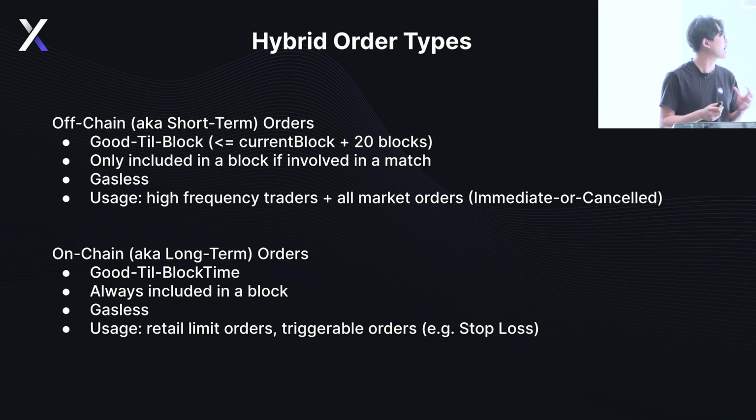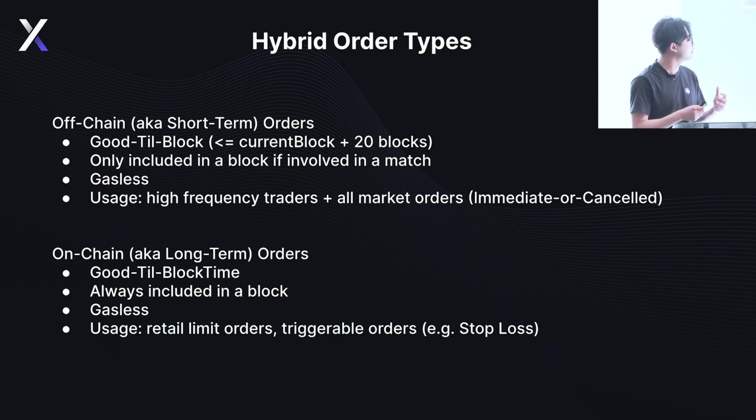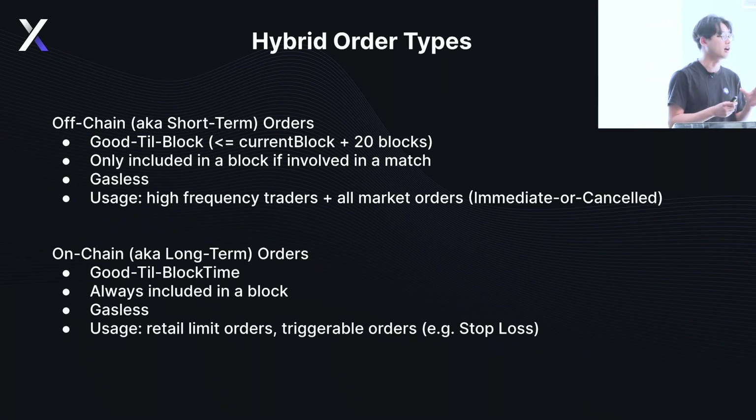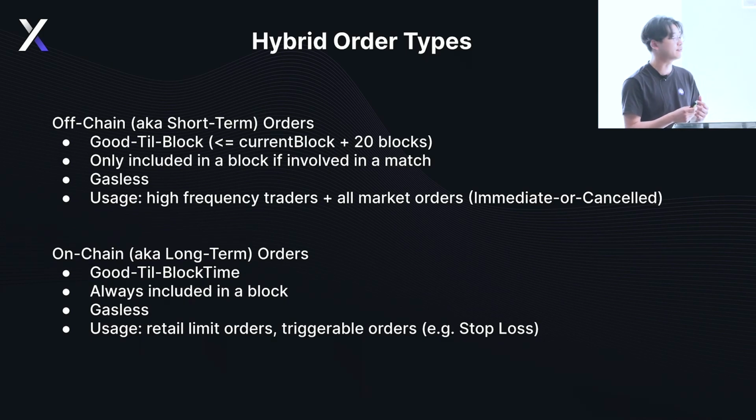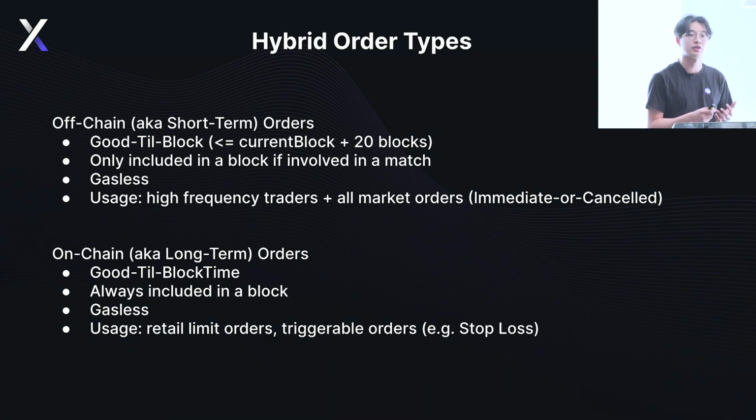So let's talk about the two hybrid order types. The first is off-chain. We also call them short-term orders. They use good-til-block semantics. These typically have a pretty short window. The protocol enforces a limit of 20 blocks in the future, which basically means that you should only be placing very short-term orders. They're only included in a block if they're involved in a match. Again, 1%, as we discussed before. They're gasless, just like a centralized exchange. They're primarily used by high-frequency traders and market makers to provide liquidity, and also for market orders from retail users, because market orders are usually immediate-or-cancel, and therefore it doesn't make sense for these orders to be on-chain.